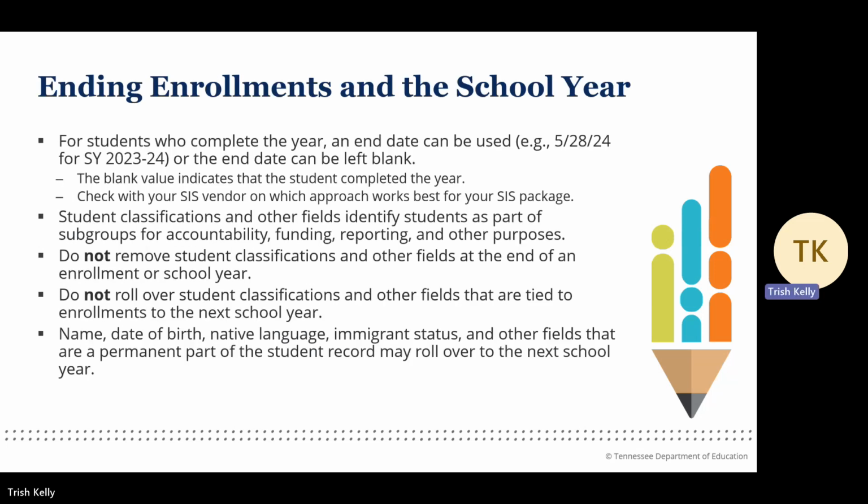For students who complete the school year, an end date can be used, for example, May 28th, 2024 for the 23-24 school year, or the end date may be left blank. The blank value indicates that the student completed the year. Check with your student information system vendor on which approach works best for your SIS package.